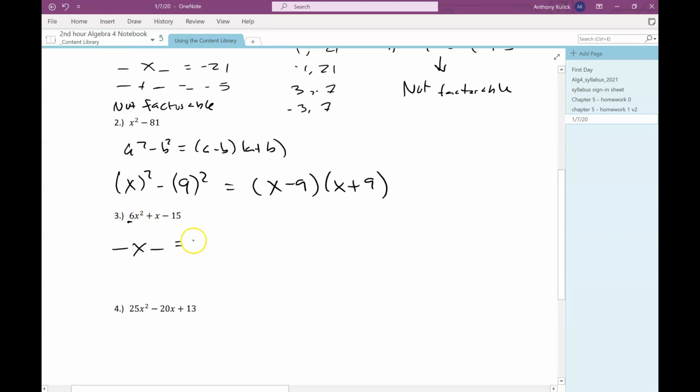Number 3, the leading coefficient isn't 1. So to factor this, I'd have to do the long factoring method. So I'd start by finding the 2 numbers that multiply to give me the first times the last, and then add to give me the middle. So multiplies to give me -90 and adds to give me +1 is 10 and -9. Unfortunately, those don't go straight through to give me my answer.